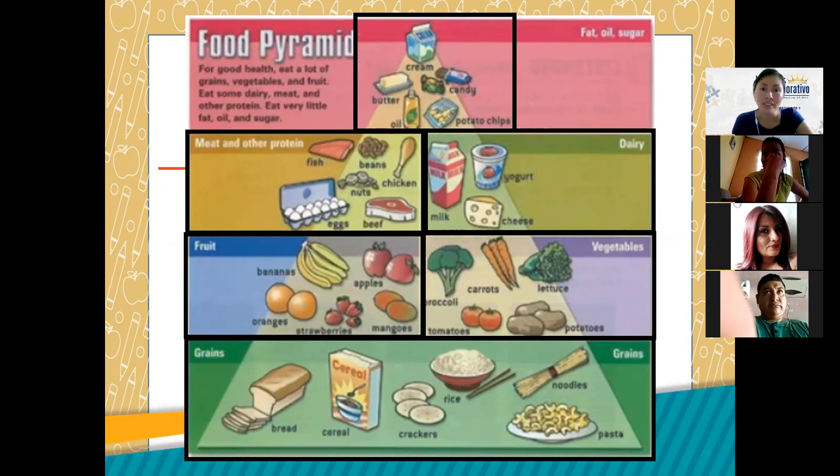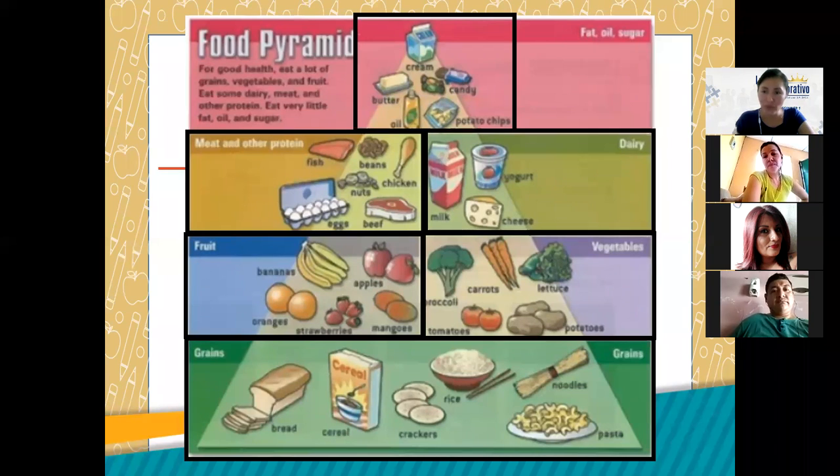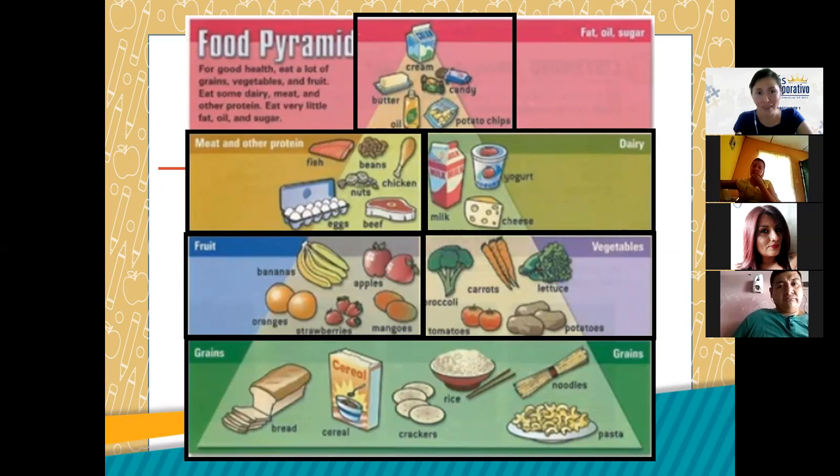Then we have candies, potato chips, oil and butter. So all those different sections are the ones that we have in the food pyramid. Now that we have seen the words one by one, we're going to check, and it says, for good health, eat a lot of grains.